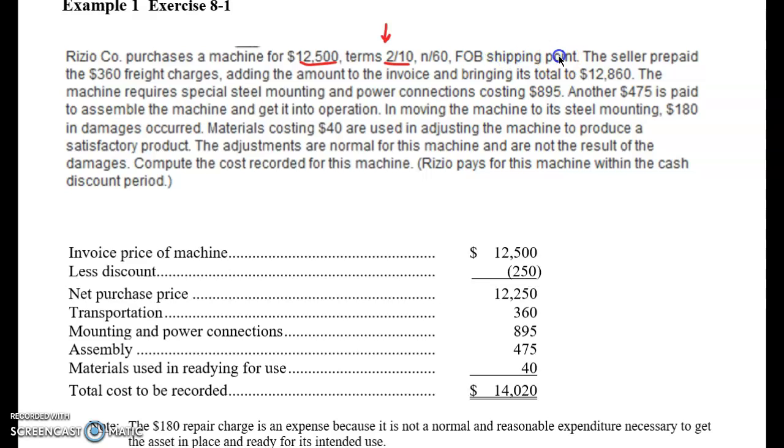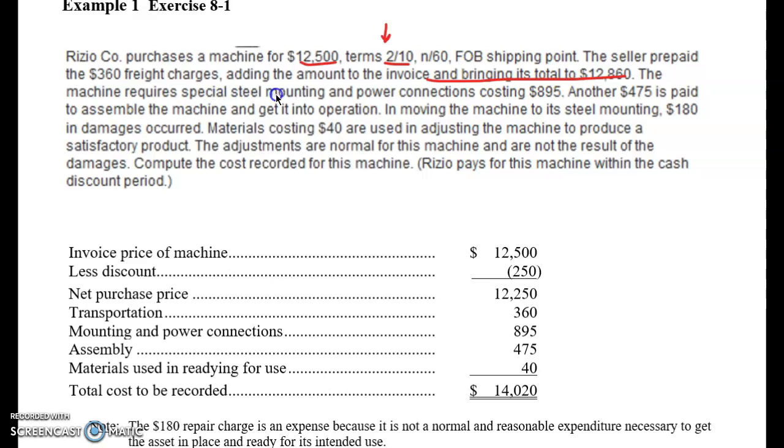Freight on board, shipping point. The seller, not the buyer, prepaid the freight charges, so there's nothing there for us as far as calculating that for capitalization. Adding the amount of the invoice. Wow, I'm bringing the total to $12,860. So they charge the shipping. All right, well there we go. It's going to be part of the cost then.